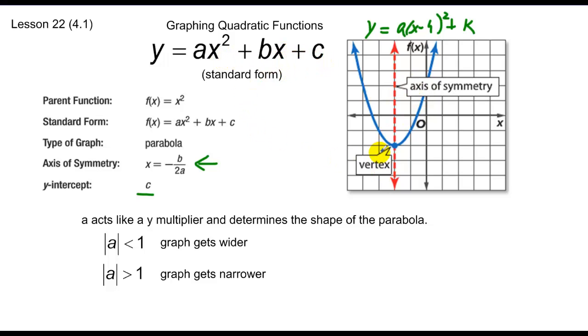As you can see in the picture here, our vertex is the lowest point. If we had a parabola going upside down, like so, the vertex would be the highest point. The axis of symmetry splits that parabola equally. Now, a we've already talked about in our y equals a(x minus h) squared plus k form. It acts like our y multiplier and determines how wide or narrow the parabola is. If the absolute value of a is less than 1, this thing gets wider, and if it's greater than 1, it gets narrower.